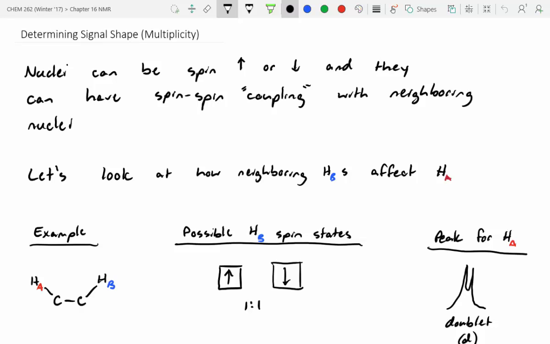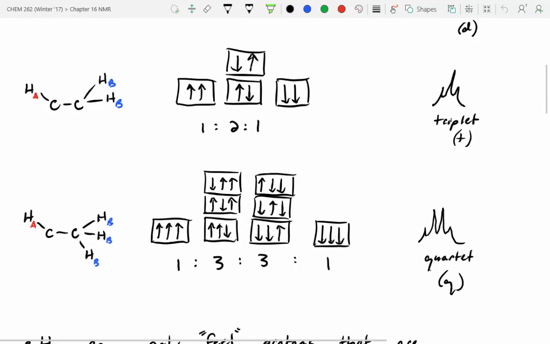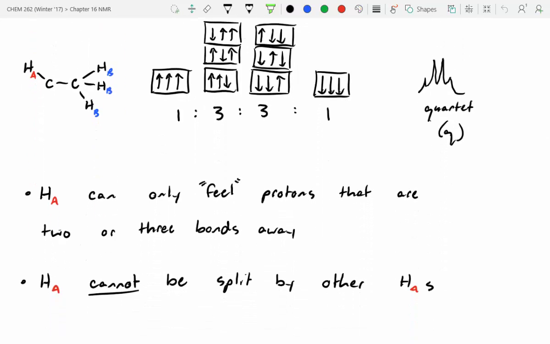So last Thursday we finished up talking about splitting patterns for signals, and we said that anytime you've got a unique set of protons, you want to try to identify other unequivalent protons that are 2 or 3 bonds away, and then you essentially add 1 to that. So if you've got 1 3-bond neighbor, it will get split into a doublet. 2 3-bond neighbors get split into a triplet. 3 3-bond neighbors gets split into a quartet, and so on.